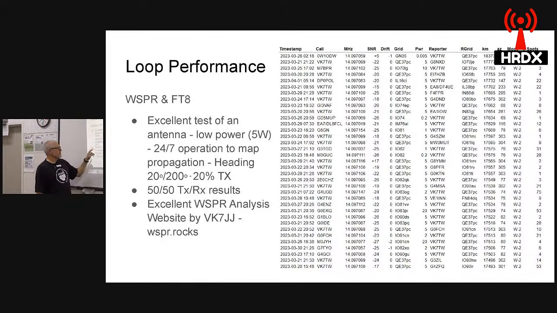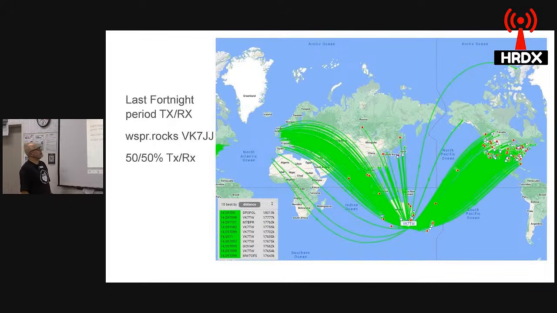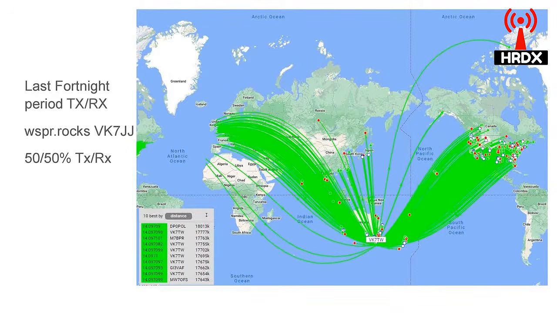For those who don't know, there is WhisperNet, which is where all the Whisper records go into, all go into a database on WhisperNet. Now, Phil Barnard, VK7JJ, who's a very smart cookie, has actually got a website called whisper.rocks. It's a very Phil thing, that does a whole lot of Whisper analysis. And it does it on huge data sets. So I went to his site and so this is the last fortnight of me transmitting and receiving from Phil's website.